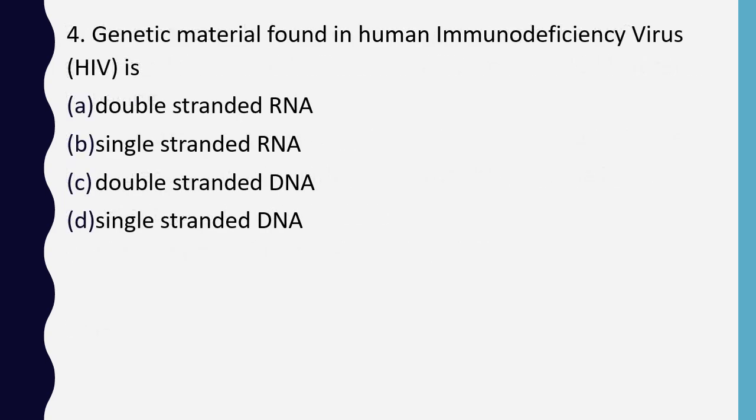Question number 4. Genetic material found in human immunodeficiency virus is double-stranded RNA, single-stranded RNA, double-stranded DNA, single-stranded DNA. Correct answer is option B, single-stranded RNA.